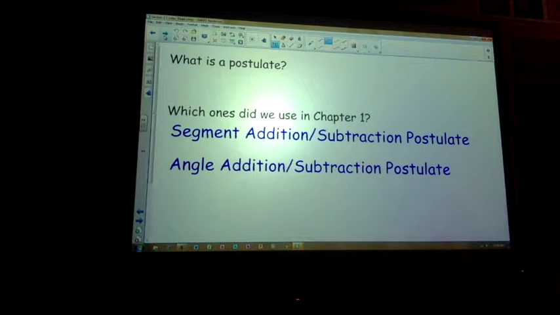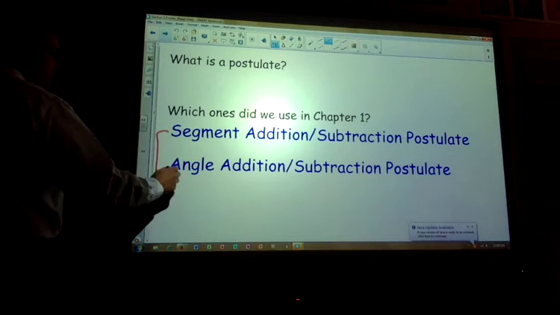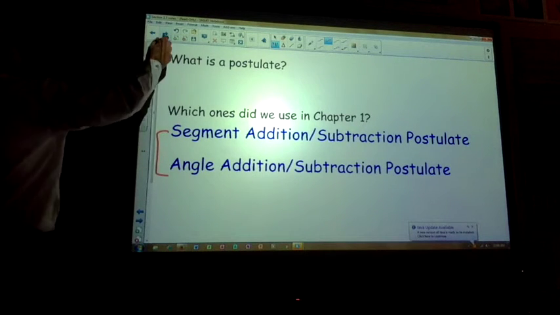So a postulate's kind of like a rule. It can't be broken, it can't be changed. Segment addition and subtraction postulate. So if you add this segment to this segment, it becomes a longer segment. If I subtract this segment away from this segment, it becomes a shorter segment. Angle addition and subtraction postulate. If I add two angles together, I get a larger angle. If I have a large angle and I subtract a smaller angle from it, those are all things that are kind of go-tos as our first basics.